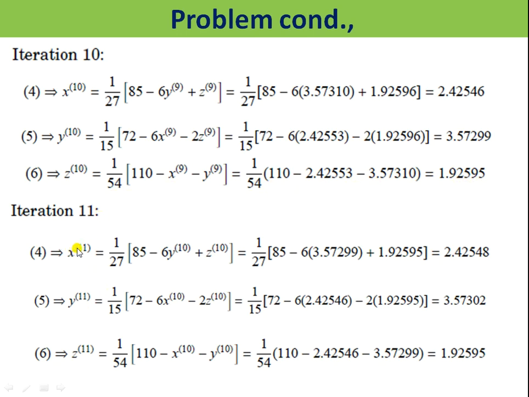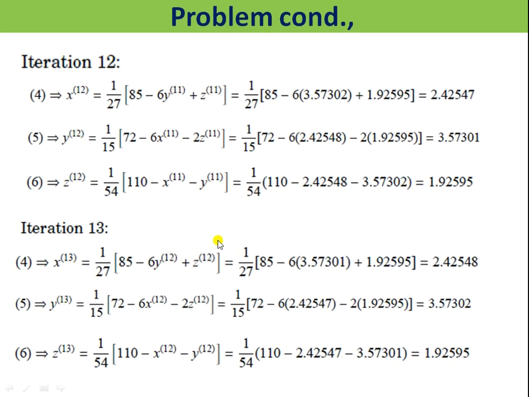So, for getting x power 11, I have to replace y power 10 and z power 10 in equation number 4. We'll get 2.42548. Similarly, in equation number 5, the y power 11 value is 3.57302. Equation number 6 gives the z power 11 value, that is 1.92595. Again, these values are not equal. I have to move to the next iteration.